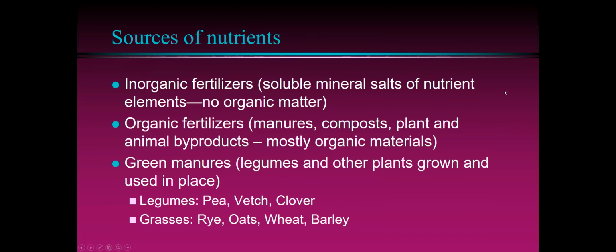Organic fertilizers, on the other hand, coming from manures or composts or any plant or animal byproducts, are mostly organic material. They were once living tissues. And so as they break down, they not only release the nutrients, but they provide carbon source for the microbes. They provide the building blocks for soil structure and other things that we just don't get from the inorganic sources of nutrients.